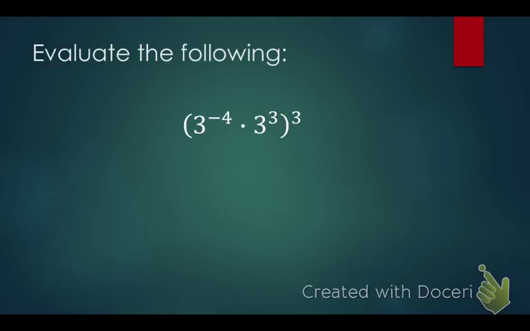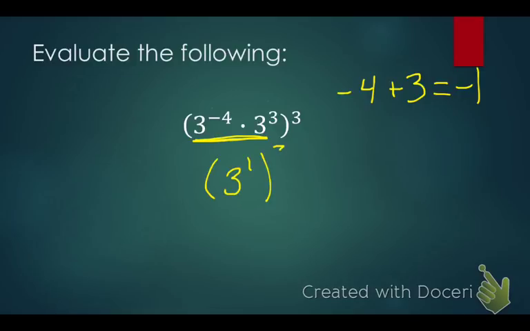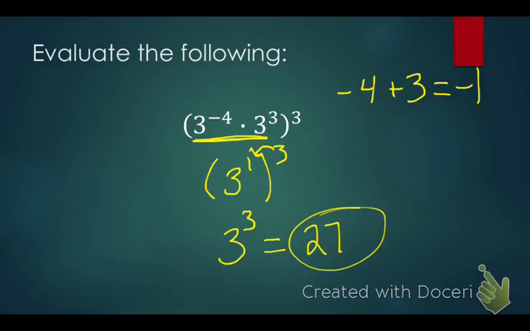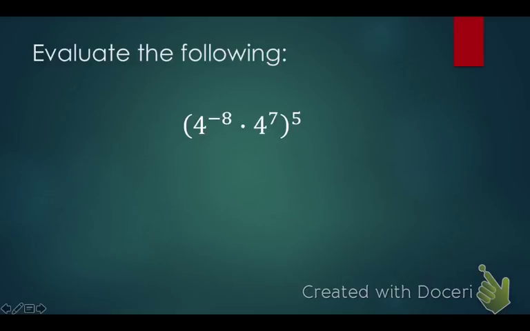So I'm going to take this, because they have the same base, and I'm multiplying them, I'm adding my exponents. So -4 plus 3 equals -1. So inside the parentheses, I have 3 to the first power and outside cubed. Okay? When I have a power of a power, I multiply. So this becomes 3 cubed, which simplifies to 27.